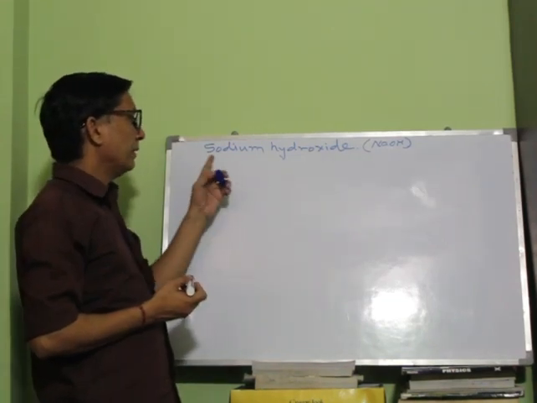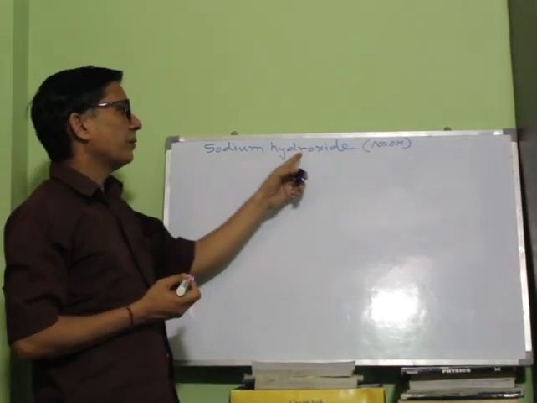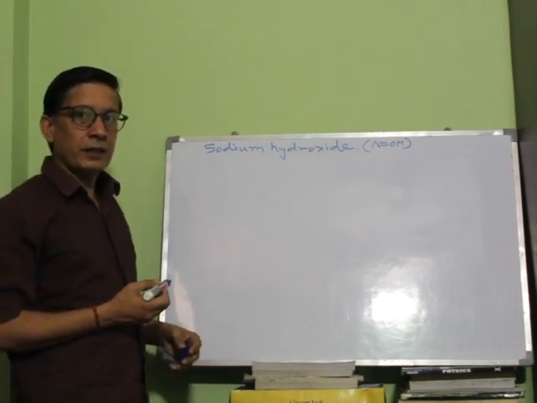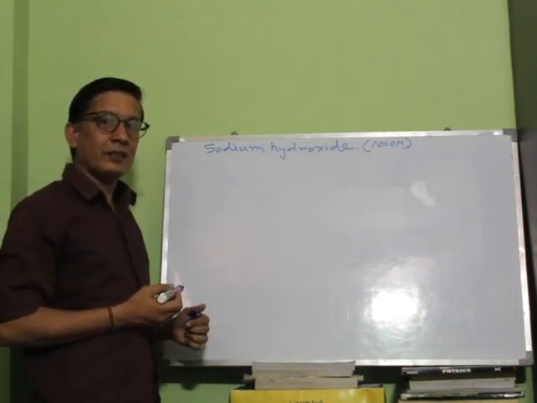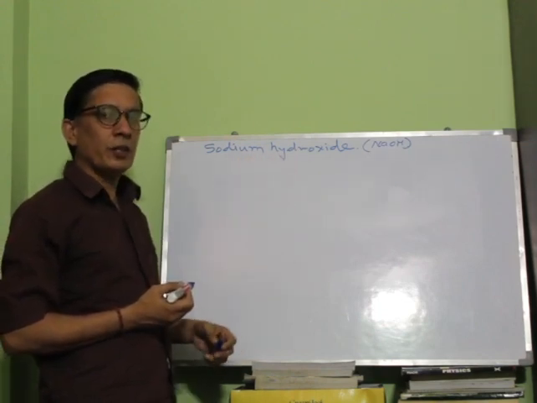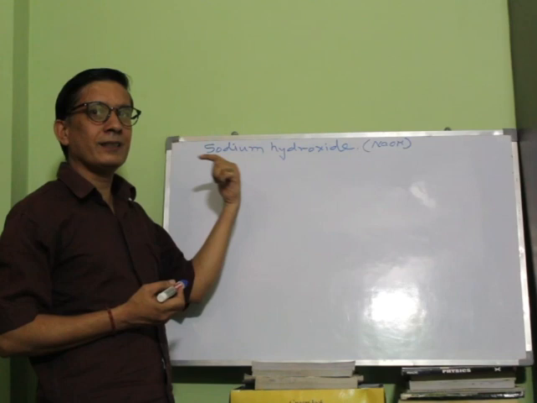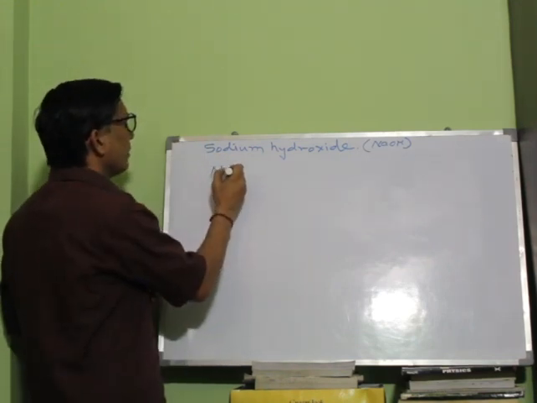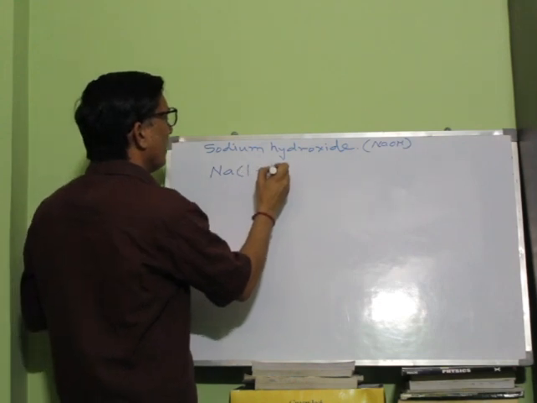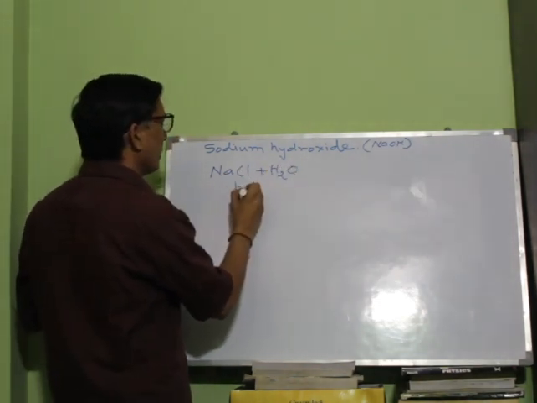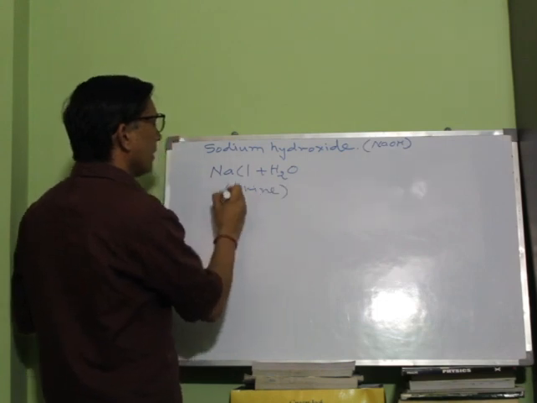Dear students, in this we will learn how sodium hydroxide, NaOH or caustic soda, is formed. NaCl, sodium chloride, is an essential ingredient for the formation of sodium hydroxide. It means commercial production of sodium hydroxide directly depends on sodium chloride. Sodium chloride in aqueous form, when it is mixed with water, is also known as brine.